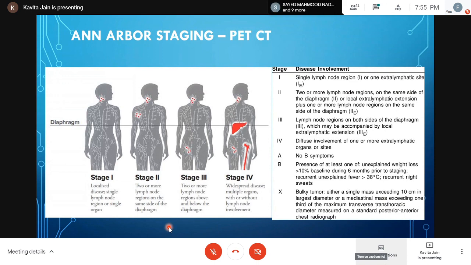But since the advent of PET-CT, the patient definitely has an advantage over this. So I'll not go into the details. We have stage 1 with single lymph node, stage 2 with 2 or more lymph nodes on the same side of the diaphragm, stage 3, 2 or more lymph nodes above and below the diaphragm, and then stage 4, widespread involvement of multiple organs.